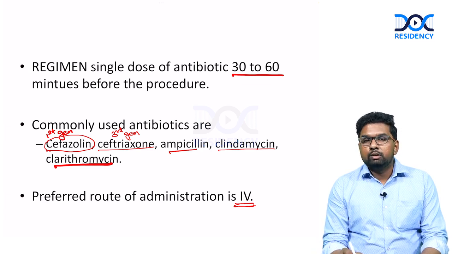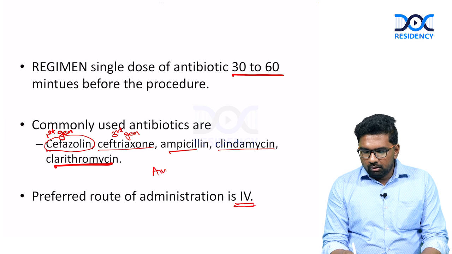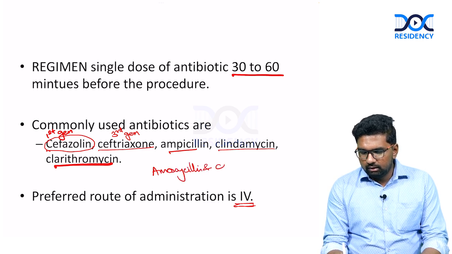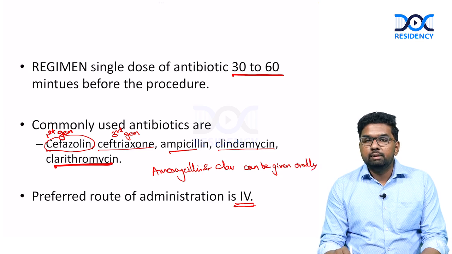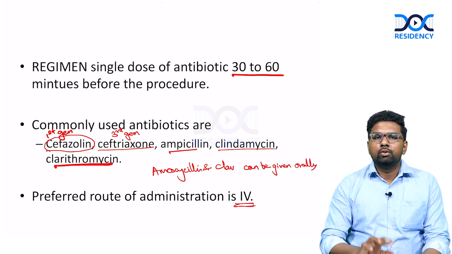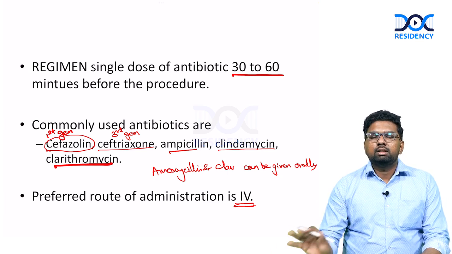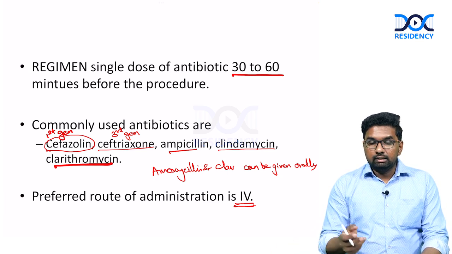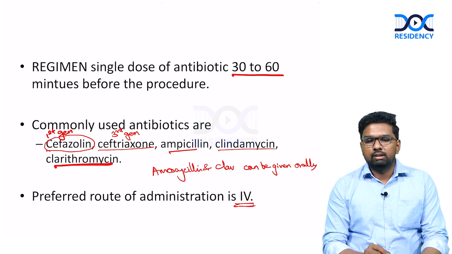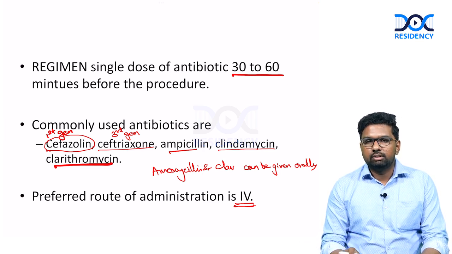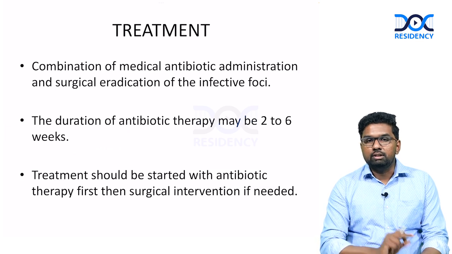But in case it is not possible, amoxicillin and clavulanic acid can be given orally. This amoxiclav can be given as an oral drug for infective endocarditis prophylaxis. Other drugs like cefazolin, ceftriaxone, ampicillin, clarithromycin, and clindamycin are IV drugs. And the preferred route of administration is IV.